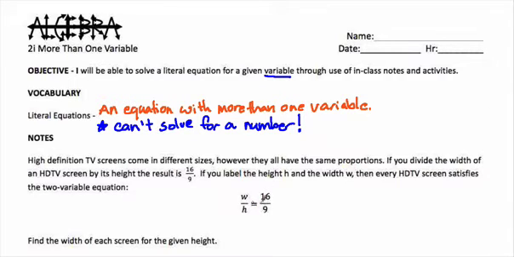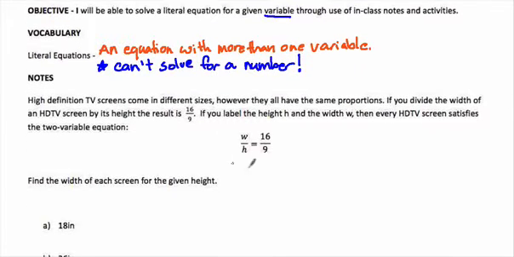So this is just a proportion, and you see it has two variables in it. So this alone, I could not solve for one of the variables. I couldn't find out what W is. I couldn't find out what H is. I could rewrite this equation so that I would have a formula to find out W or H if I'm given W or H. So, for instance, find the width of each screen for the given height. Okay, so we're given the height, so we're going to plug that in. But first, before we do that, we're going to solve for W, because that's what we want this equation to do, is that I can plug in the H and I get out the W.